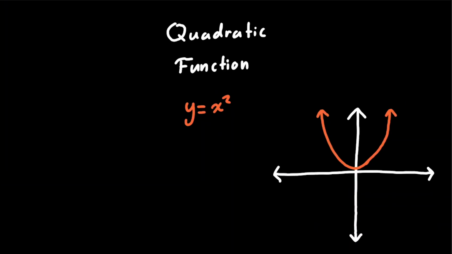Next up, we have the quadratic function. Its parent function is represented by the equation y is equal to x squared, and it looks like a big parabola, a big curve, with the two ends going off infinitely in one direction and a vertex in the other.